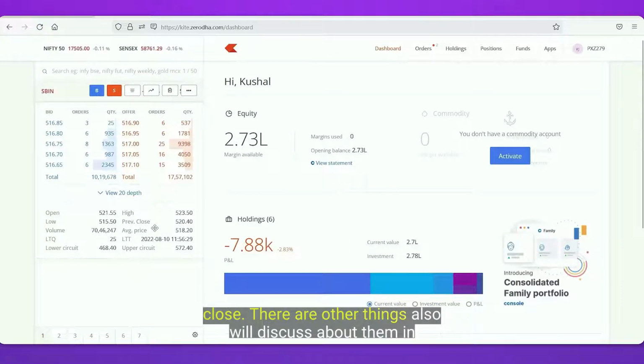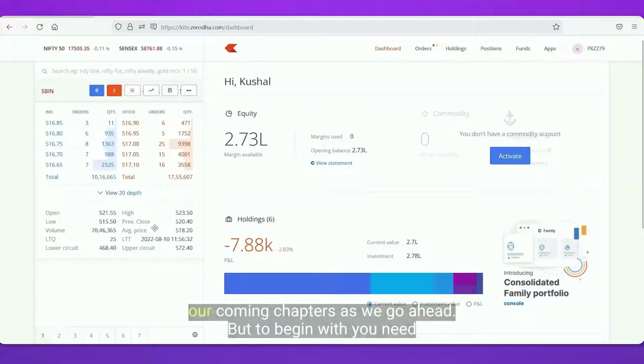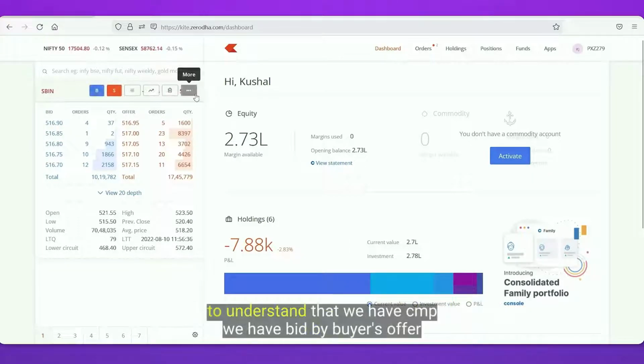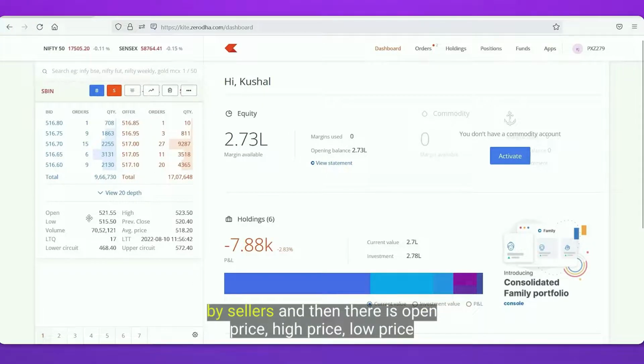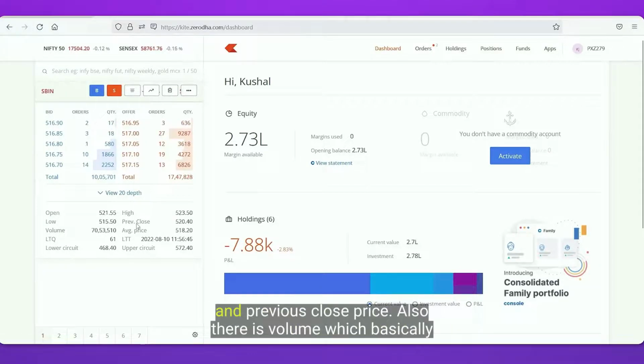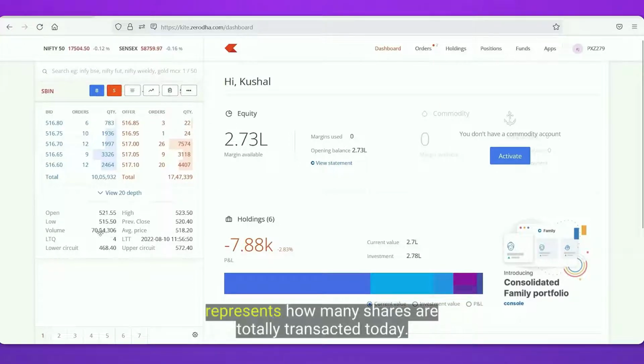There are other things also. We'll discuss them in our coming chapters as we go ahead. But to begin with, you need to understand that we have CMP, we have bid by buyers, offer by sellers, and then there is open price, high price, low price and previous close price. Also there is volume, which basically represents how many shares are totally transacted today.